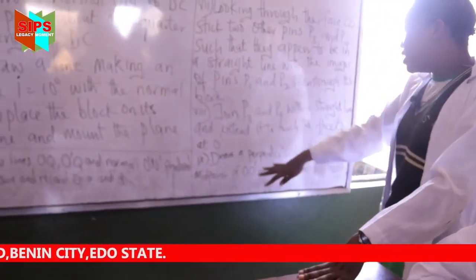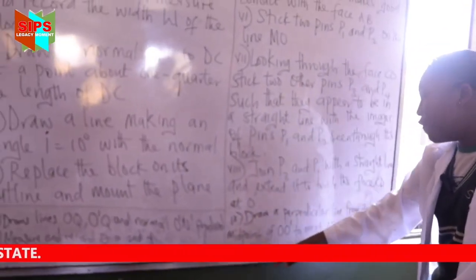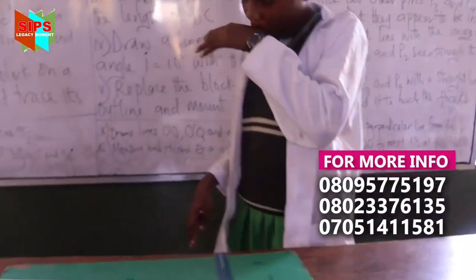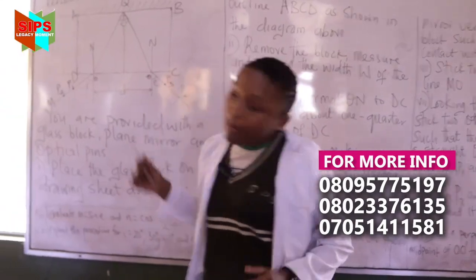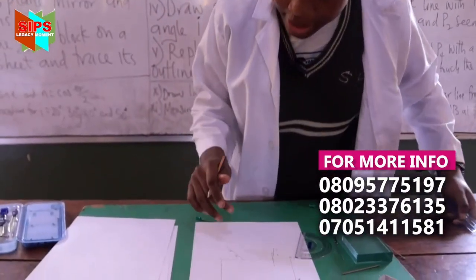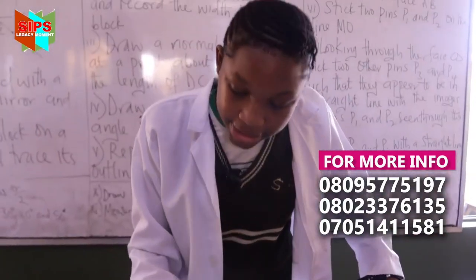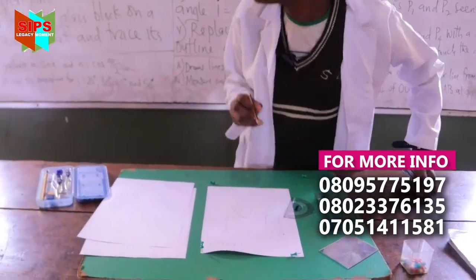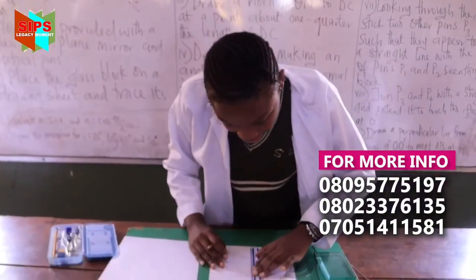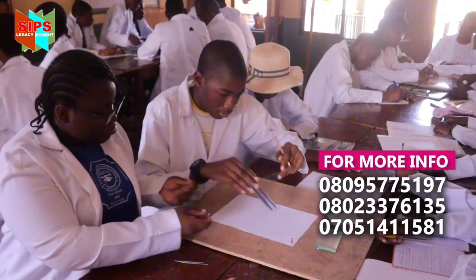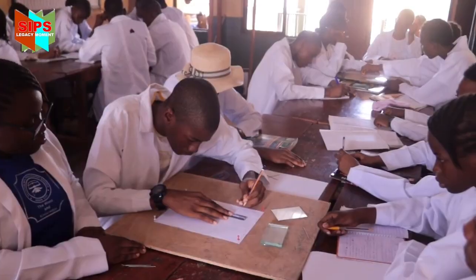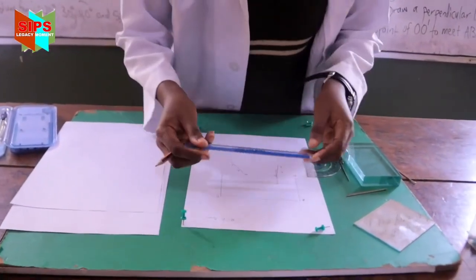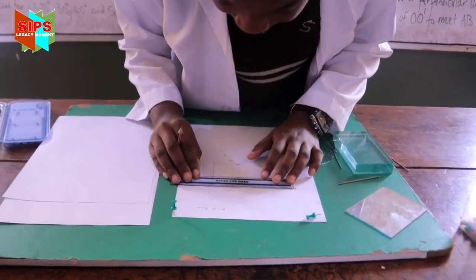Draw a perpendicular line from the midpoint of O and O prime to meet AB at Q. So my O prime is where my line P3 and P4 touch CD. So I'm going to draw a perpendicular line to meet Q. Q is my midpoint of AB, which is 6 centimeters.